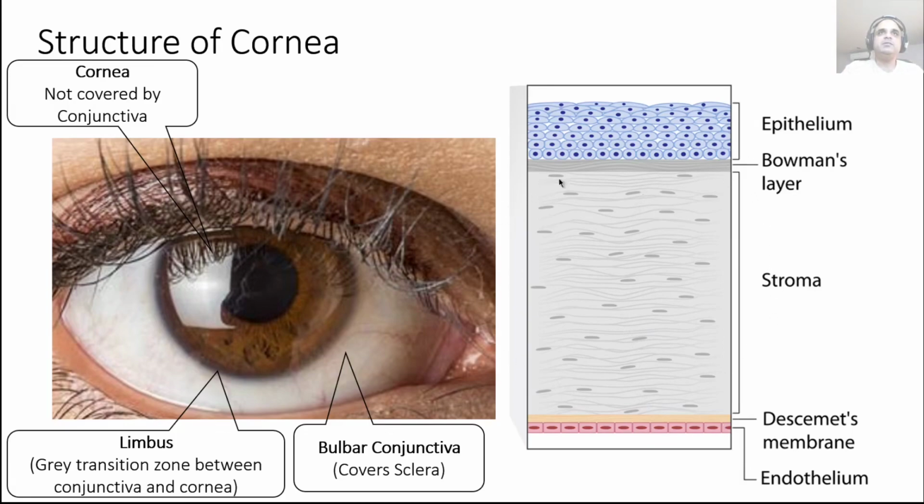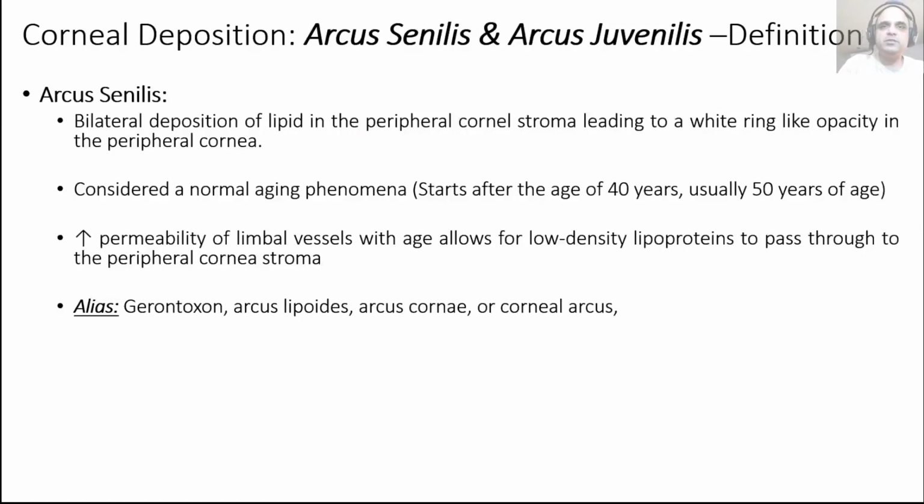The deposition that we are going to talk about happens within the stroma of the cornea. So what is Arcus Juvenilis and Arcus Senilis? Well, Arcus Senilis is a bilateral deposition of lipid in the peripheral corneal stroma, leading to a white ring-like opacity in the peripheral cornea. This is considered a normal aging process.